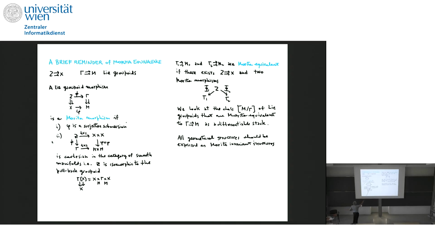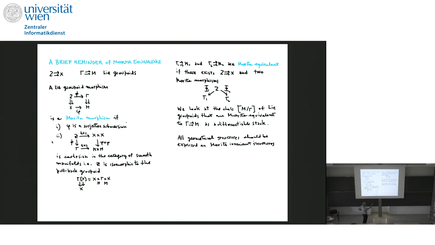condition that in any way means simply that Z is isomorphic to the pullback groupoid. Okay? You can define out of this small phi a pullback groupoid, which is a groupoid over X. Gamma is over M, right? Gamma of X is over X. And this is a groupoid in a very natural way. And this is the pullback groupoid. So the fact that this is a Morita morphism means that this groupoid Z is isomorphic to the pullback groupoid.